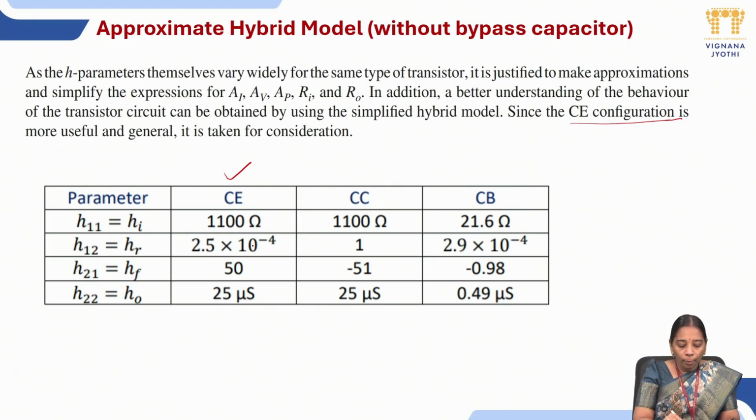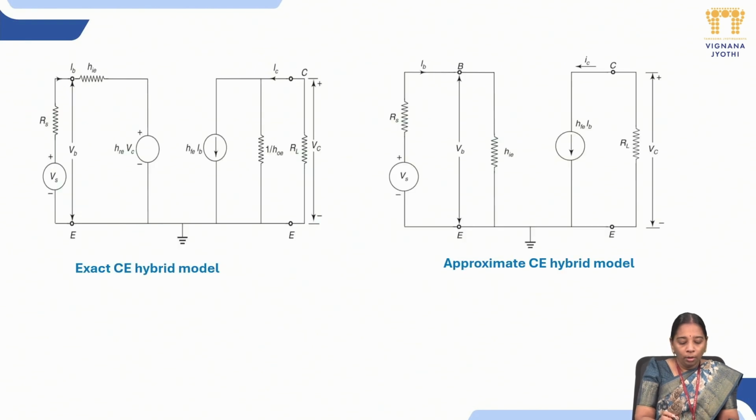Coming to this approximate model, if we observe, these two values are very small, and hence we can eliminate these two values, that is the approximation. Now, the transistor model, the exact model we derived in the previous session, has all four H parameters, that is HIE, HRE, HFE and HOE. So how can we go with the approximate model? Now we will go with that.